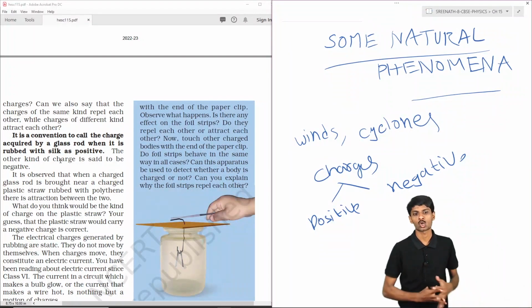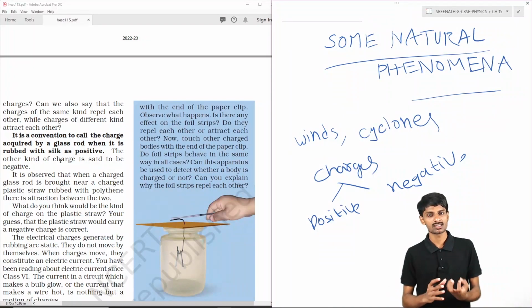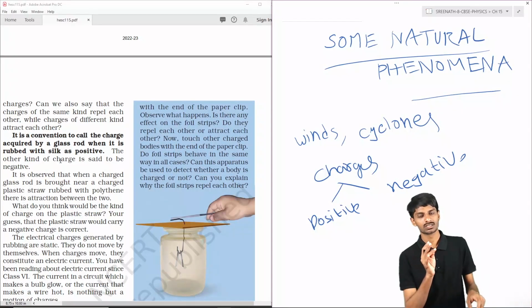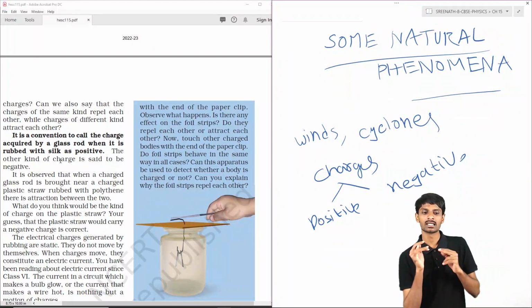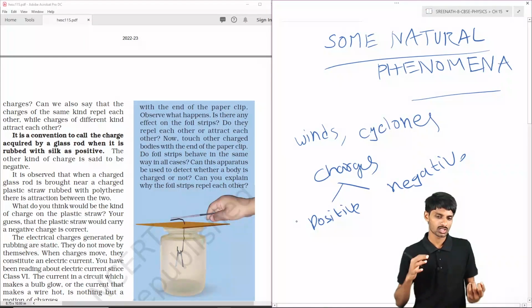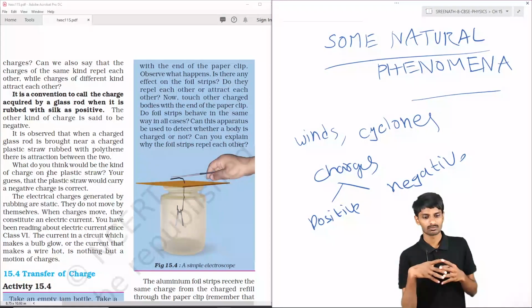Suppose you take a glass rod and rub it with silk. That glass rod is positively charged, and the silk with which you have rubbed is also charged, but negatively. So the charge on the glass rod is positive and the charge on the silk is negative, students. Whenever you bring the glass rod near a charged plastic straw, there is attraction between them.